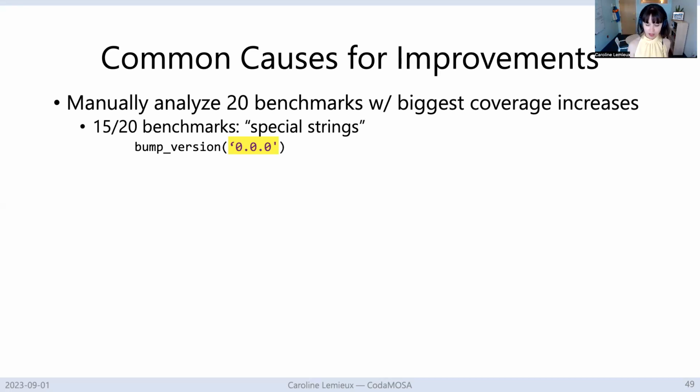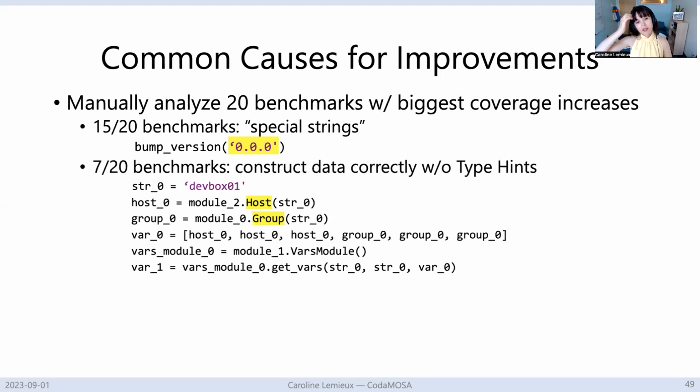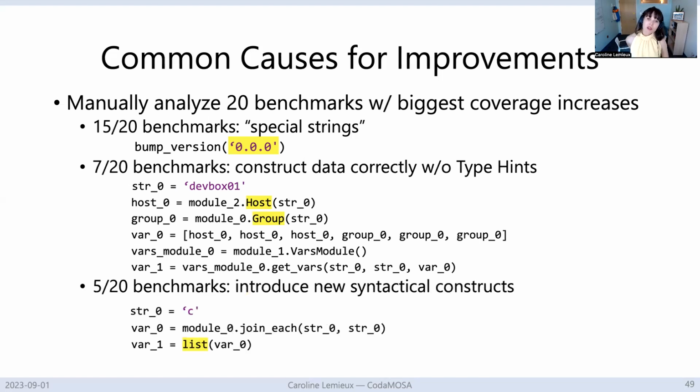On 7 out of 20 benchmarks, Codex was able to construct argument data correctly without type hints. So Python is a language that doesn't have types by default. So if we're just randomly generating arguments and guessing the types of the arguments, we'll be wrong. Codex was right more often than the random generation was. And on 5 out of 20 benchmarks, Codex actually introduced new syntactical constructs that were key to exercise different parts of the module under test.